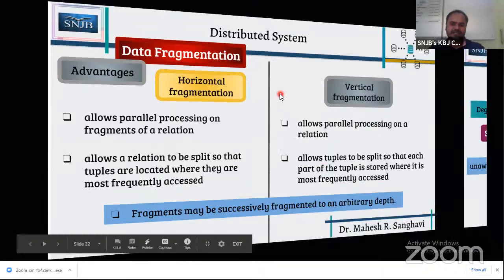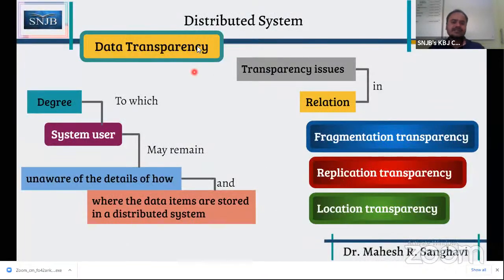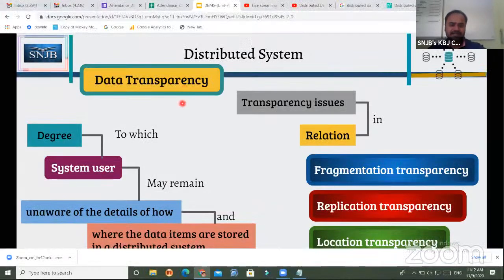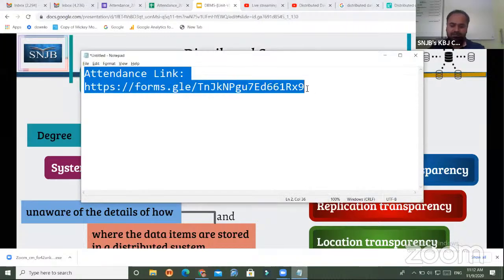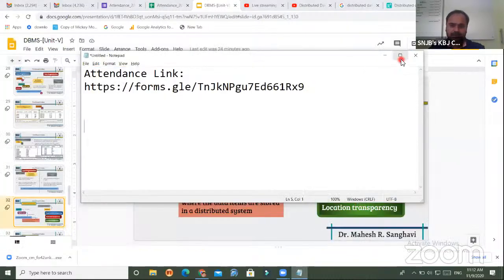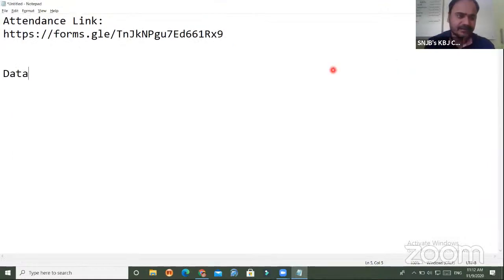Now the next concept is data transparency. But before data transparency, I would like to tell you about data replication. That is again a very, very important concept. So I'm talking about data replication. Let's focus on the topic that I'm talking about: data replication.